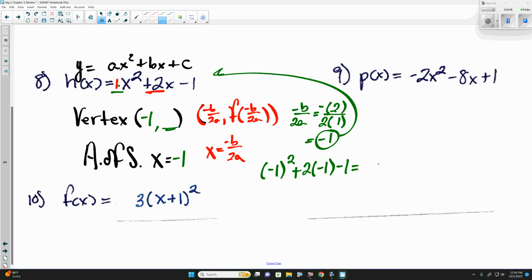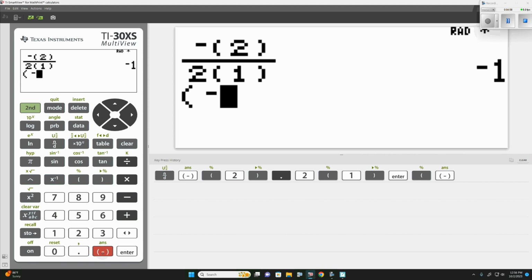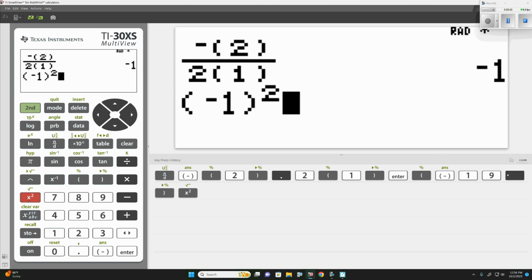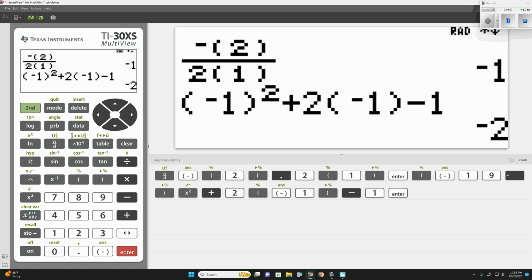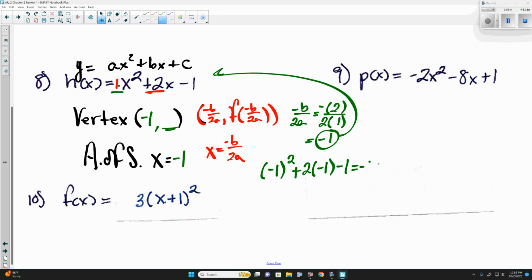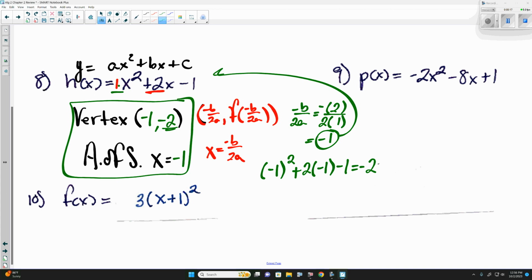Now this part here, we're plugging it back into the calculator. So negative 1 squared plus 2 times negative 1 minus 1. And we evaluate it for negative 1. We get a y value of negative 2. So the vertex is the point negative 1, negative 2. And the axis of symmetry is x is equal to negative 1.